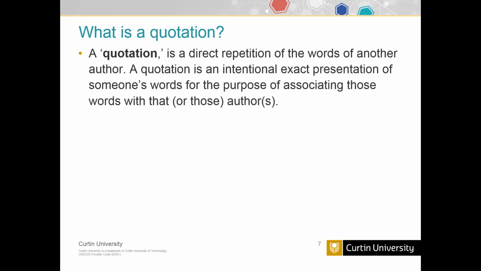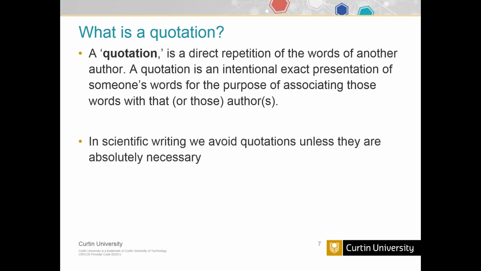A quotation is a direct repetition or an exact representation of someone's words. The reason we do this is because we want to associate those words with that particular author. We don't want to reference the idea, it's the words that become important. In scientific writing, we tend to avoid quotations unless they're absolutely necessary. The vast majority of the time, we're interested in citing and referencing ideas rather than specific words.